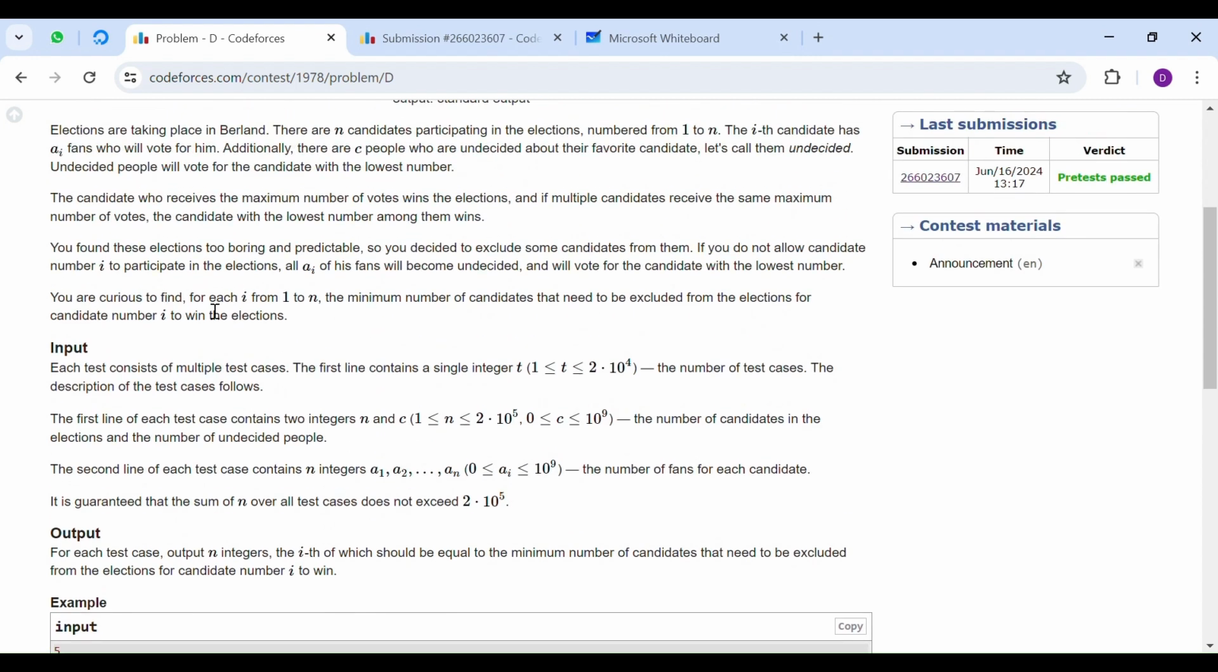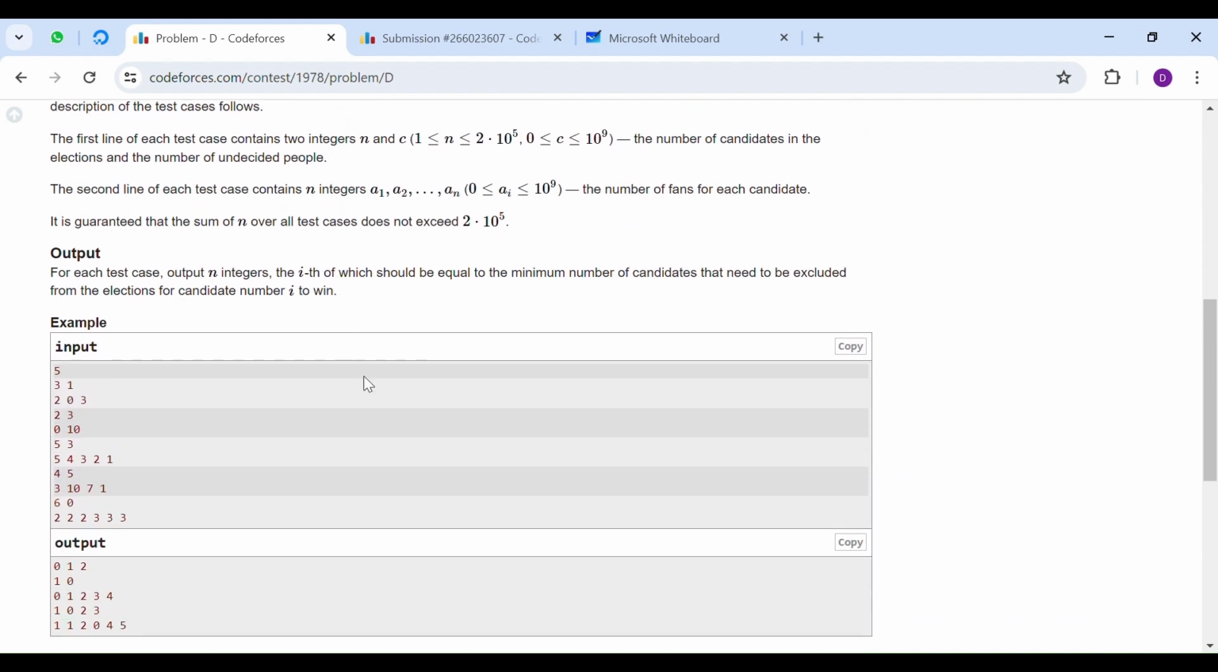Okay? And for each I from 1 to n, you need to print the minimum number of candidates that you will need to exclude from the elections if you want candidate number I to win the elections. Now, since we know that these C people will always vote for the first person, it's a good idea to directly add the value of C into A of I and start from zero value of C.